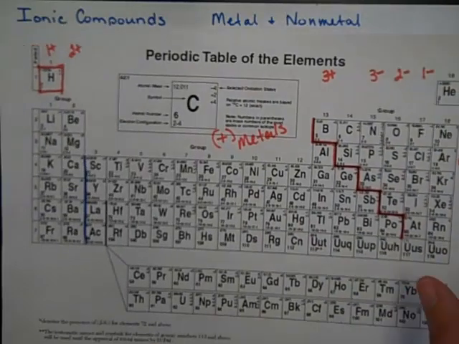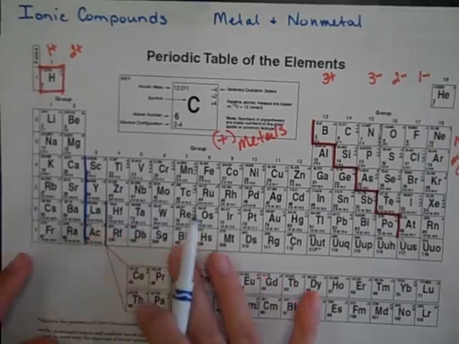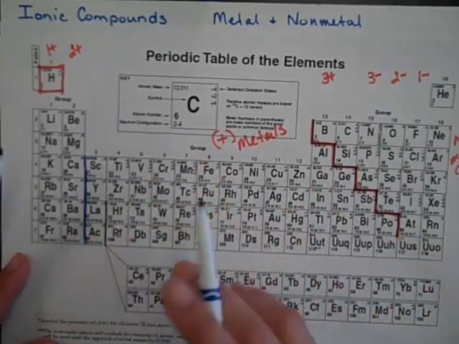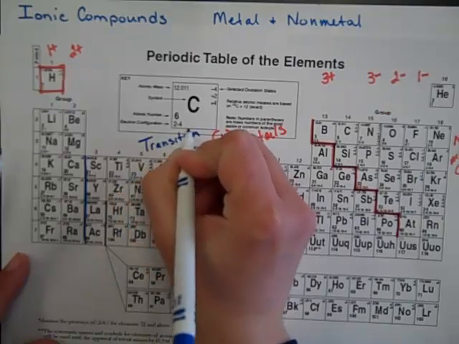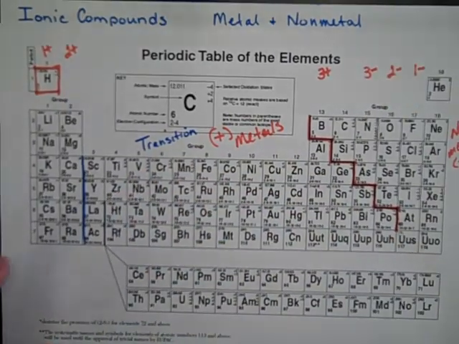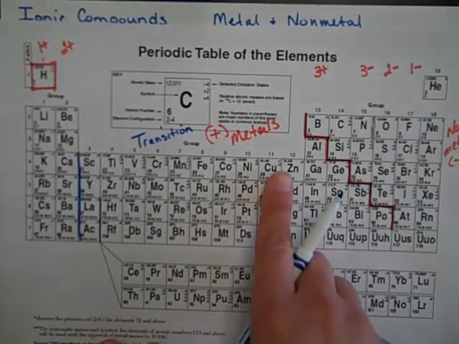Remember this little section here that we skipped? This whole section here in the middle on our periodic table. These are what we call the transition elements, or the transition metals. And we call them that because they can take on more than one charge. Now, some periodic tables will show you this.